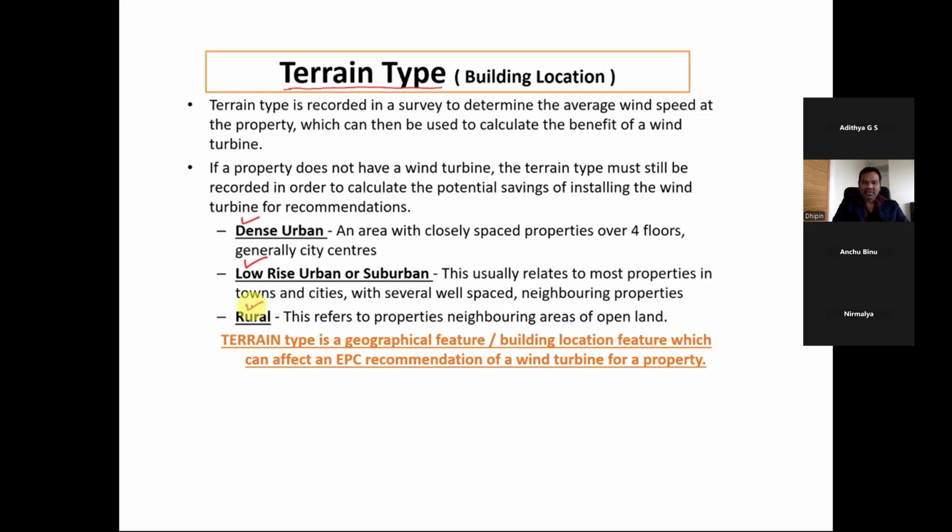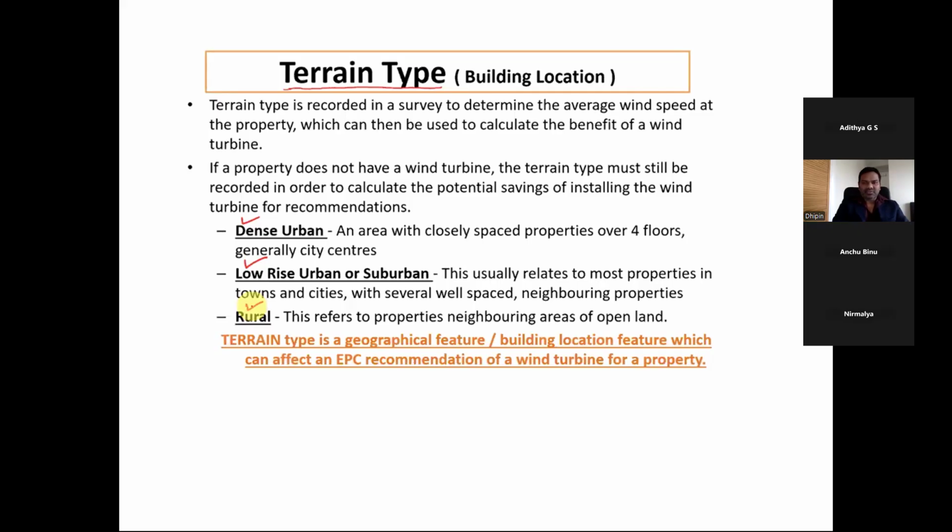Dense urban is an area with closely spaced properties over 4 floors. I'm sure you would have heard about the Shard, one of the tallest buildings in London. All the areas around there, the Bullet Building, all that would be part of the dense urban. Low-rise urban or suburban usually relates to most properties in towns and cities. I've pictured them in the next few slides, where you would see several well spaced and neighboring properties. Rural is something that is remote.